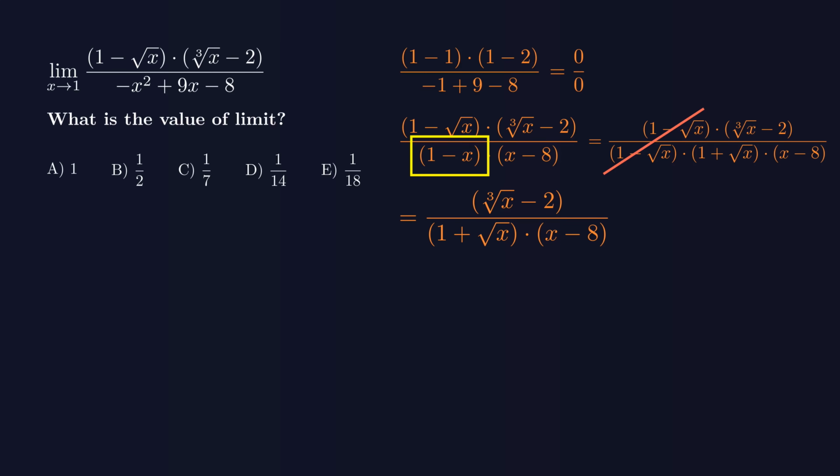Now let's plug in x equals 1, again for the limit. We get 1 minus 2 divided by 1 plus 1 times 1 minus 8, which becomes 1 over 14. So the correct answer is choice D.